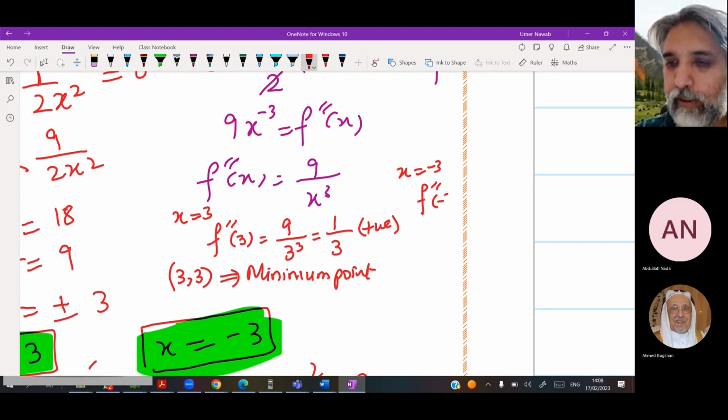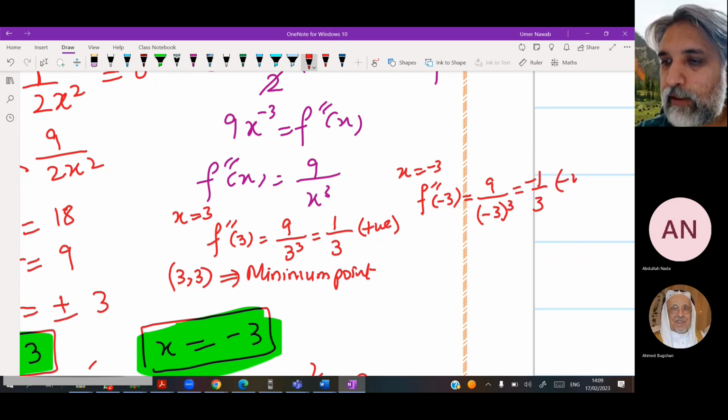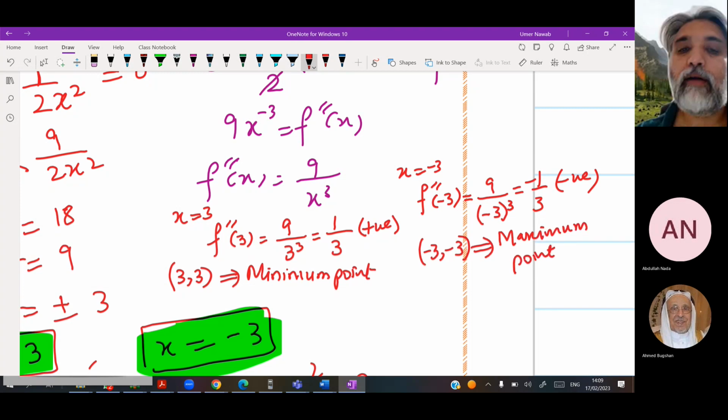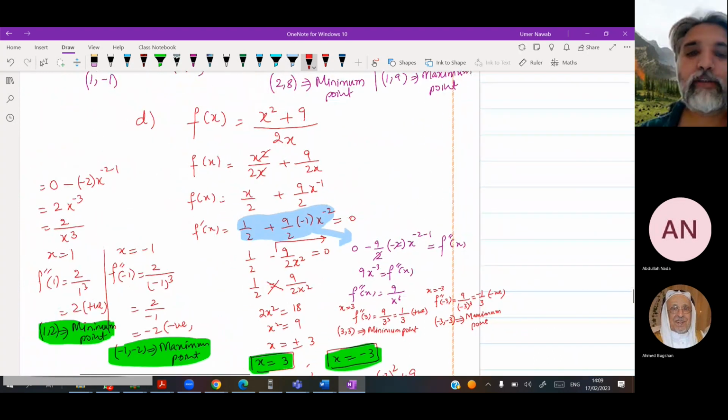So x is equal to -3. I will substitute. f double dash of -3 is equal to 9 over -3 in the bracket because it's a negative number. So I'm going to get -1 over 3, which is a negative answer. So it tells you that the point you found earlier, -3, now qualifies as a maximum point of the curve. Alhamdulillah, the stationary point concepts.